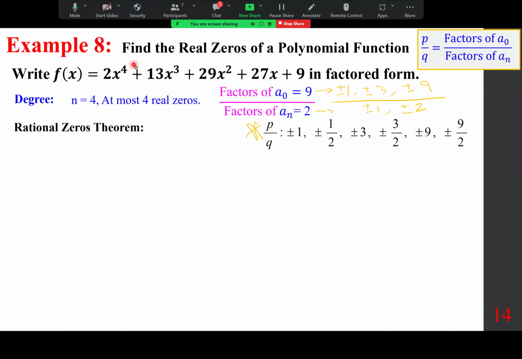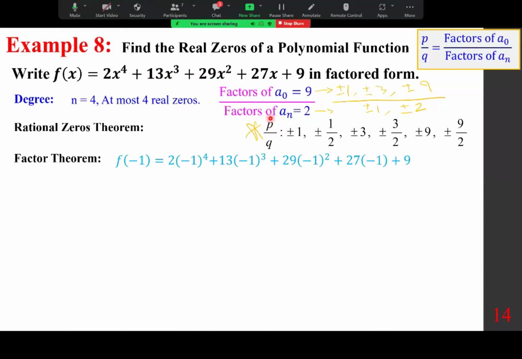So you plug in negative 1, you get 2 times negative 1 to the power 4, plus 13 times negative 1 cubed, plus 29 times negative 1 squared, plus 27 times negative 1, plus 9. And I'm going to leave it for you to verify that they do add up to 0. So what does it mean? It means that the function has a factor of x plus 1.